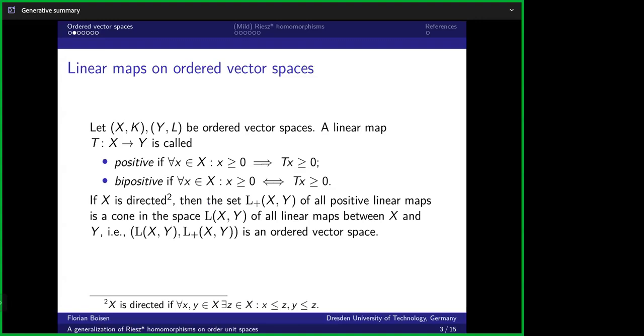And it turns out if your domain X is directed, so for any two elements you have a common upper bound, it turns out that the set of all positive linear maps is itself a cone. So you can endow your space of linear operators with this cone of positive linear maps, and this turns your operator space itself into an ordered vector space.